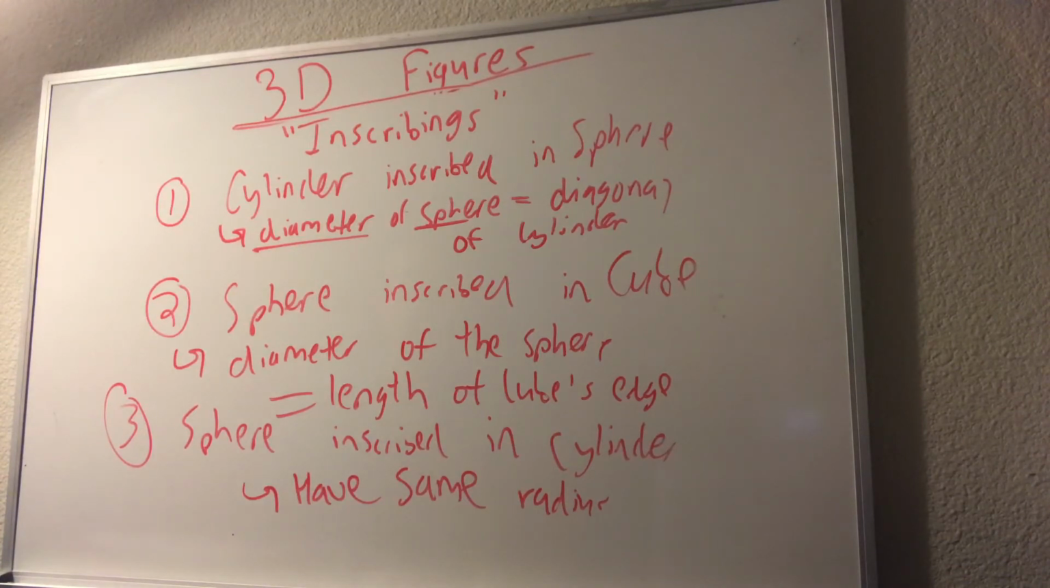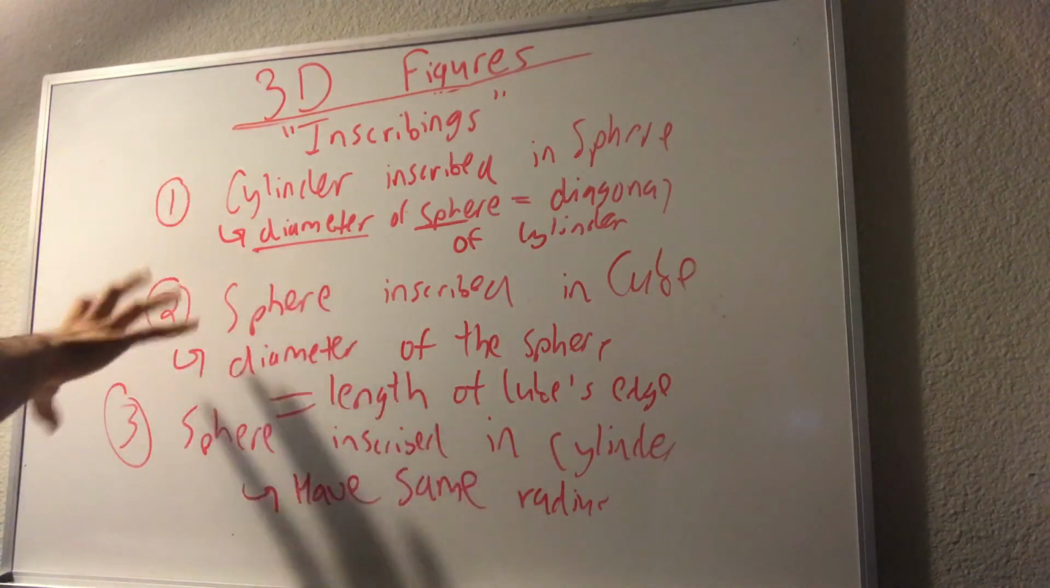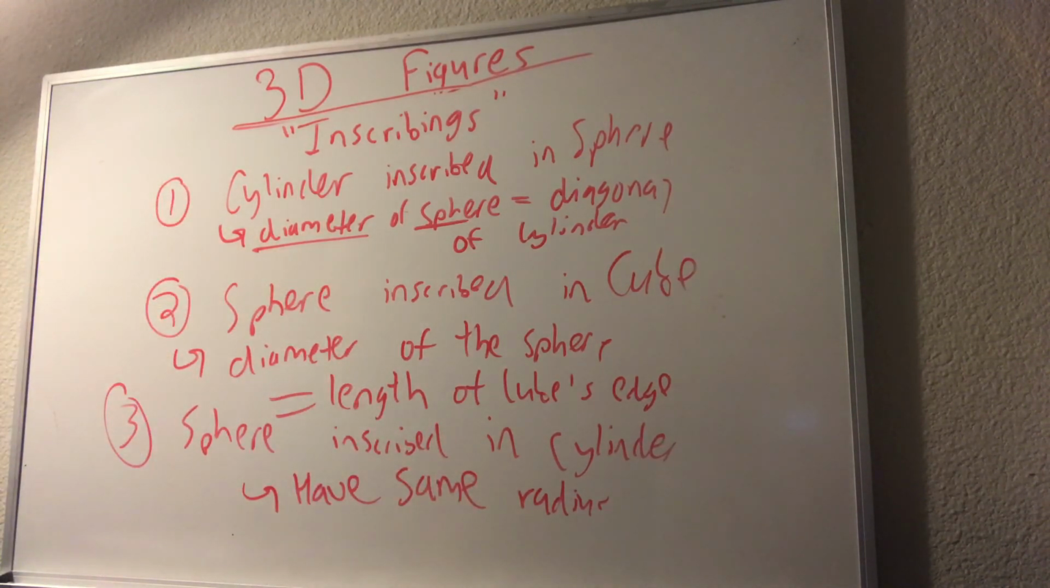So you see that in cases 2 and 3, a sphere is being inscribed in a cube and a sphere is being inscribed in a cylinder. The first one, however, is a cylinder being inscribed in a sphere, where the diameter of the sphere is equal to the diagonal of the cylinder, for which you have to use the Pythagorean theorem. This can get a little bit complicated, but if you just memorize these rules and then apply them later, it should not be that challenging.